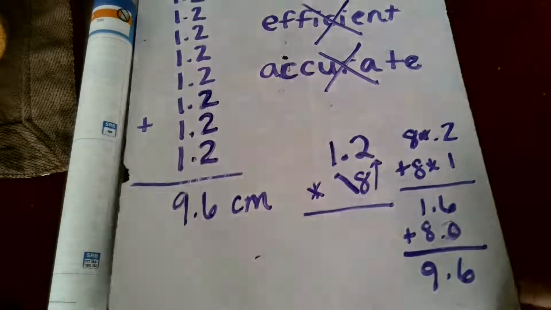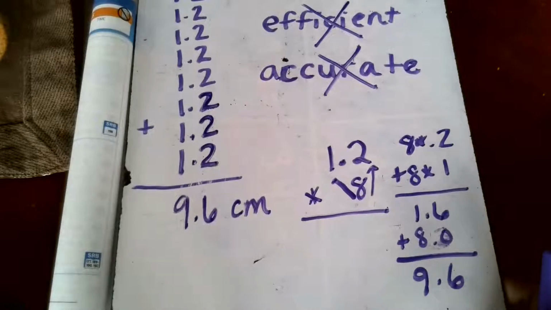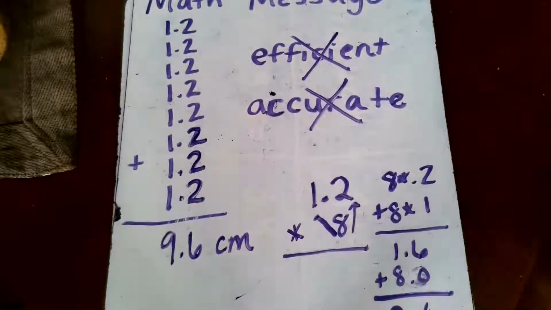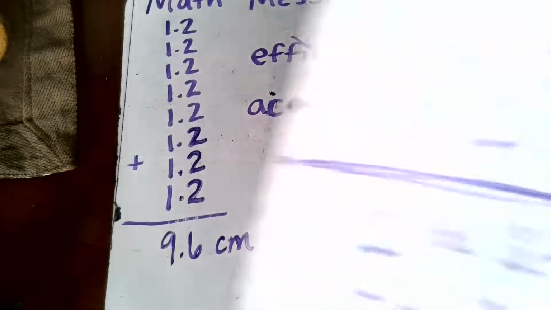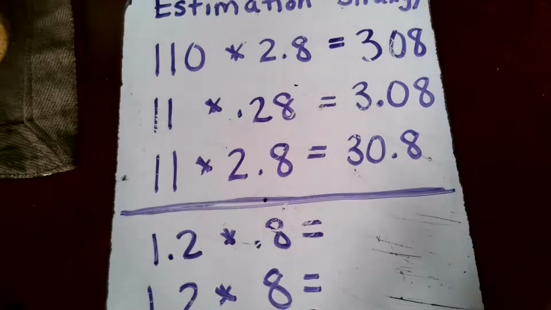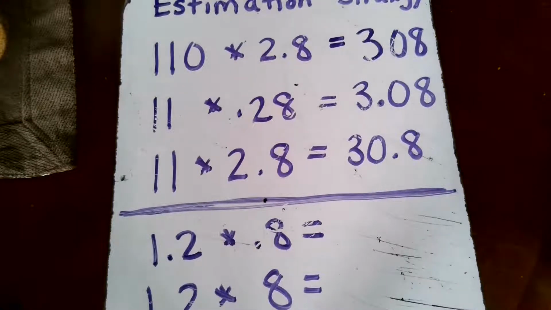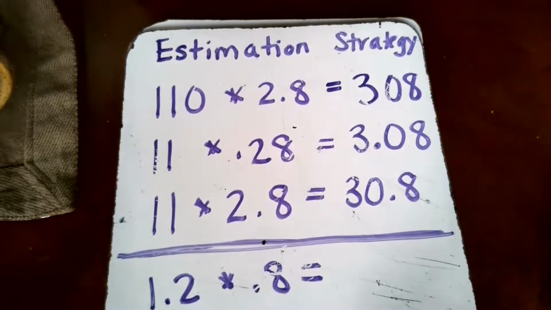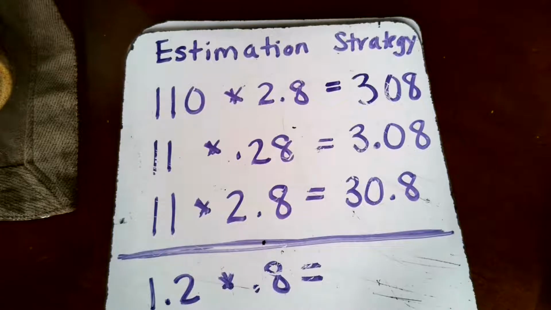So moving on, I'm going to work through a few problems with you. Now would be the time where you're going to use your whiteboard and marker or paper and pencil to do some problems with me. I'm just going to show you something as a review from the other day. The other day we talked about the estimation strategy as one that you could use when you are multiplying numbers and decimals.